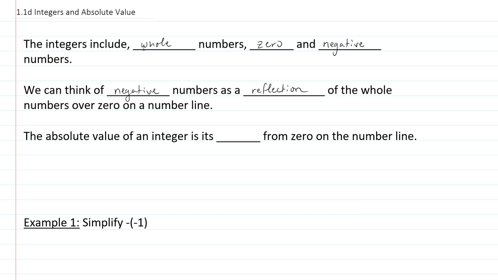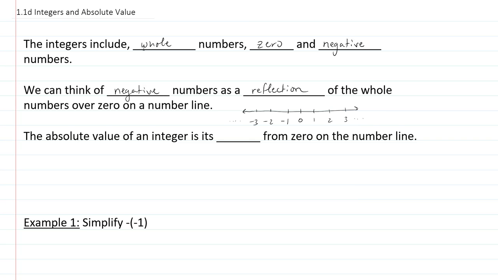So we drew a number line out here. We had 0 here, and the whole numbers 1, 2, 3, extending forever. If we just reflected this line over 0, we have the negative numbers. So -1, -2, -3, and so forth, extending this way.